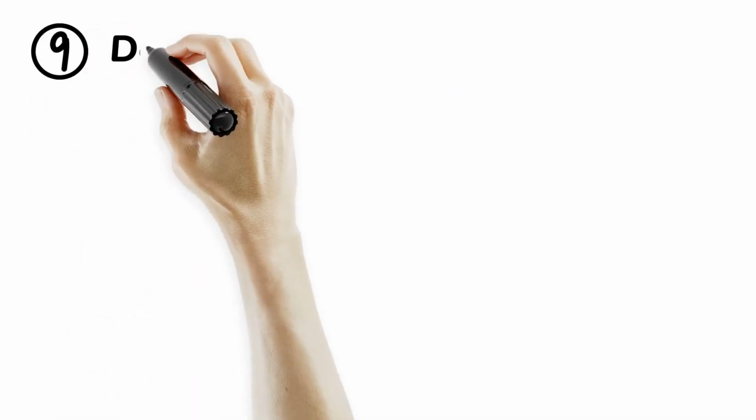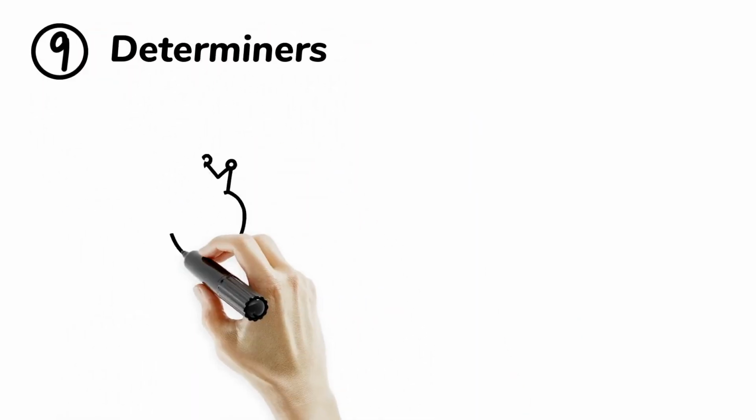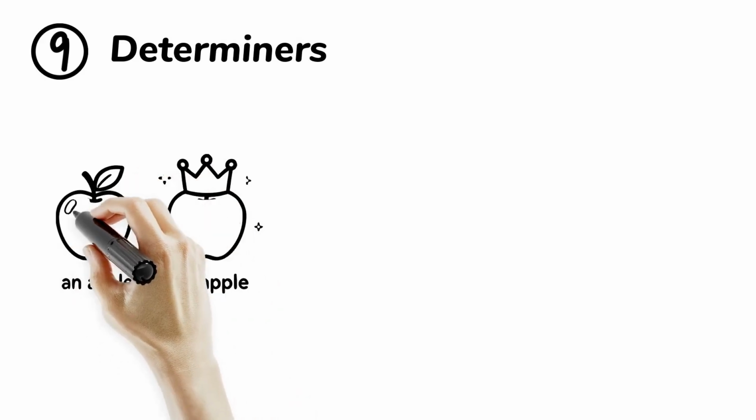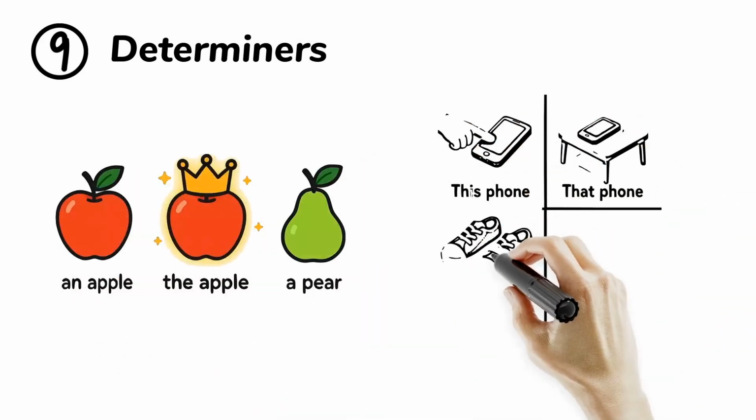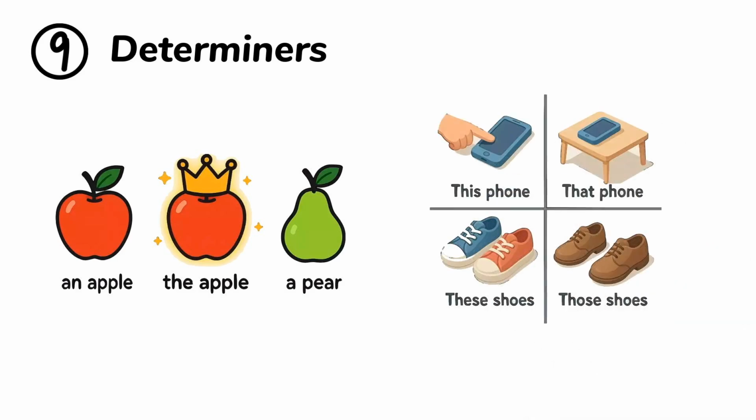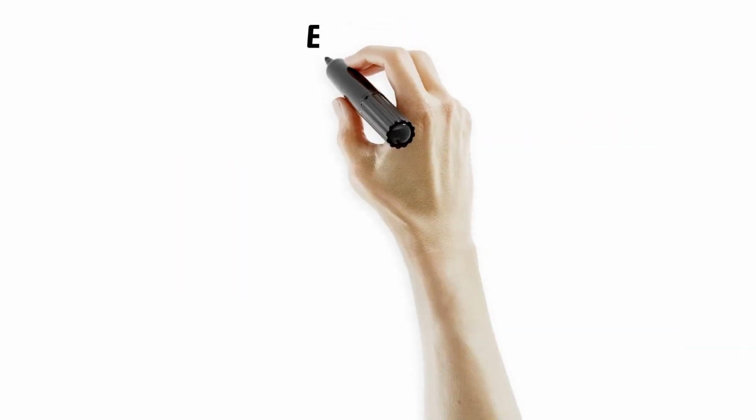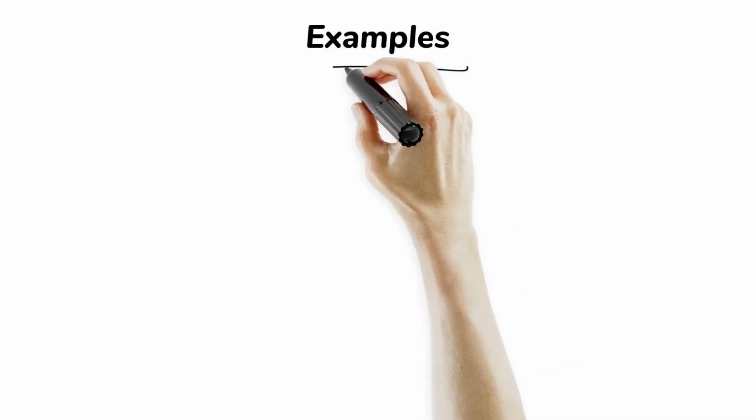Our last part is determiners. Determiners are words we use before nouns to give more information about which one, how many, or whose. They help us be specific and clear in our sentences. Let's look at some examples of determiners in action.